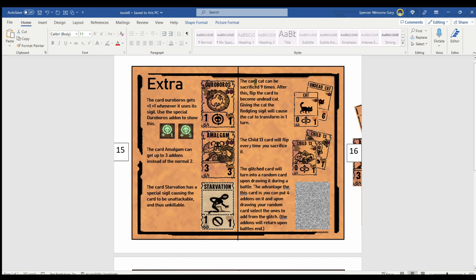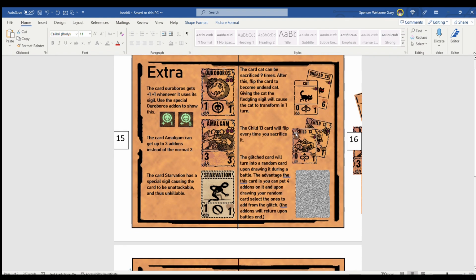The Cat card can be sacrificed 9 times. After this, flip the card to become the Undead Cat. Giving the cat the Fledgling sigil will cause the cat to transform in 1 turn. And this was explained in the other page, which is just explaining Fledgling. But yeah, the cat can turn into the Undead Cat with a Fledgling symbol, or you can sacrifice it 9 times. And you can use coins to show that it's being transformed.